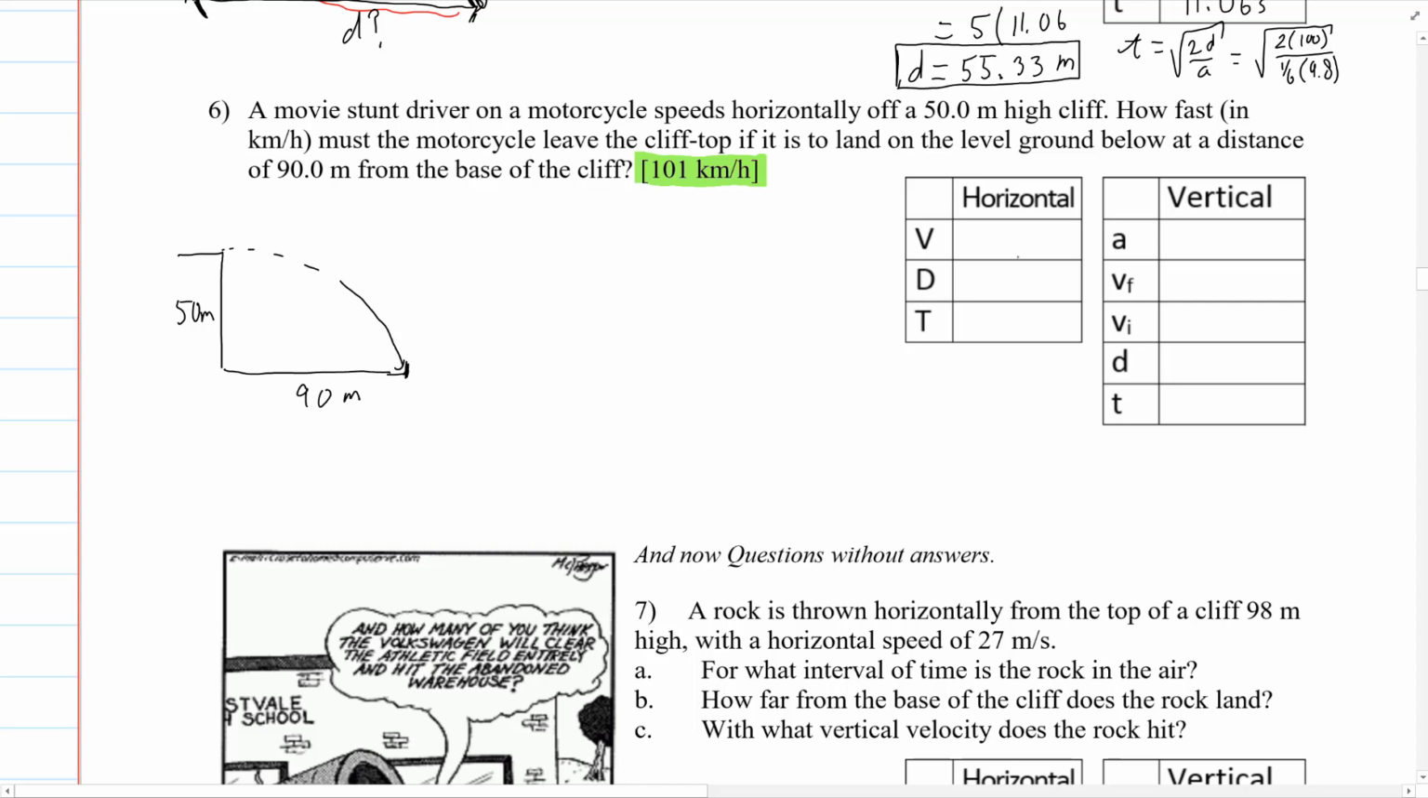Okay, so we have the horizontal distance is 90, and it is 50 meters down. The acceleration is 9.8 meters per second squared down. And the initial velocity is 0 because it says horizontal. So we have these three quantities again. We can get the time is equal to the square root of 2d over a, and that's going to equal 2 times 50 divided by 9.8.